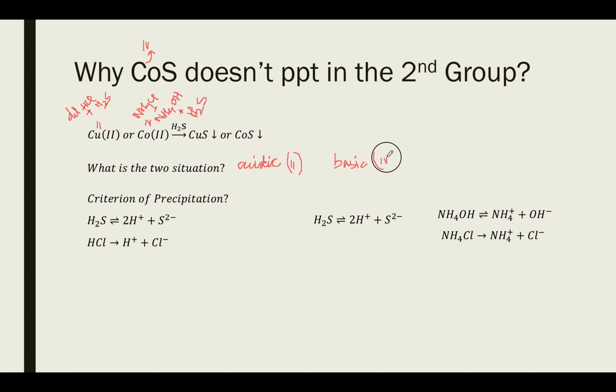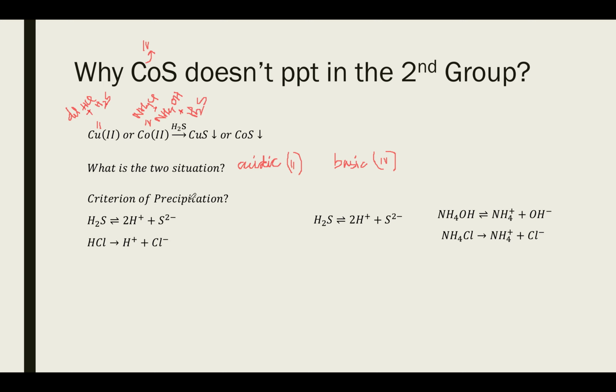So basic condition is the condition for a group 4 reagent. Both the conditions for group 4 and group 2 are completely different. In group 2 the conditions are acidic, in group 4 the conditions are basic. Now what difference does that make?